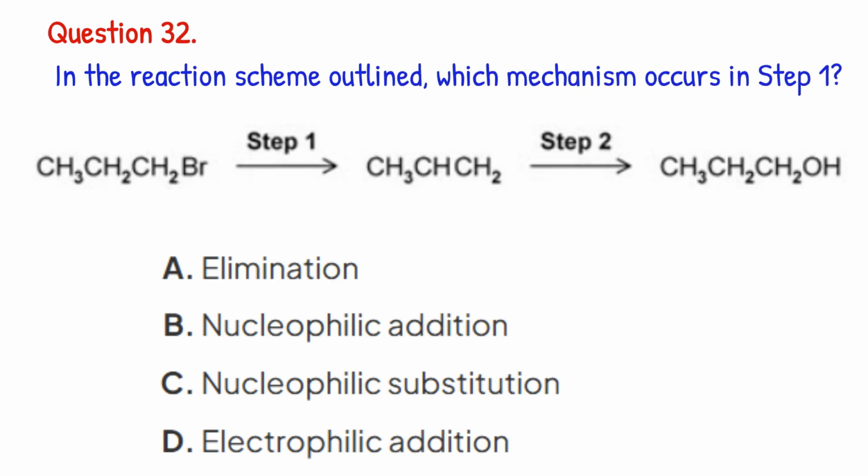Question 32. In the reaction scheme outlined, which mechanism occurs in step 1? The correct answer is A.